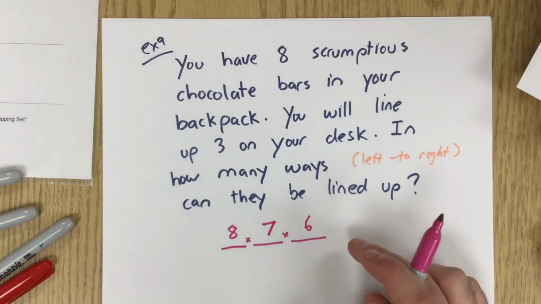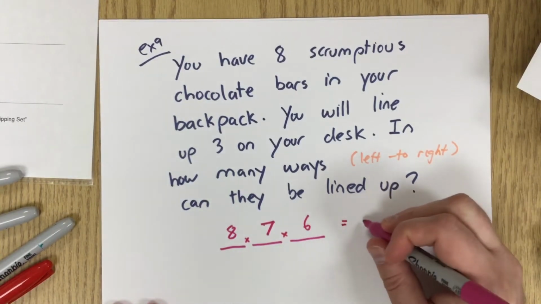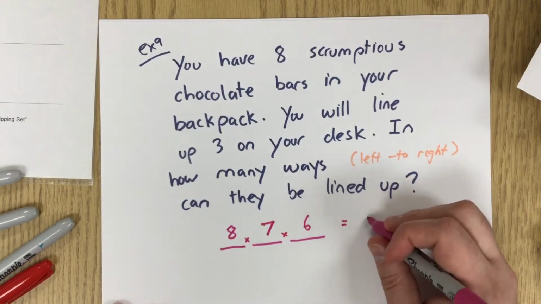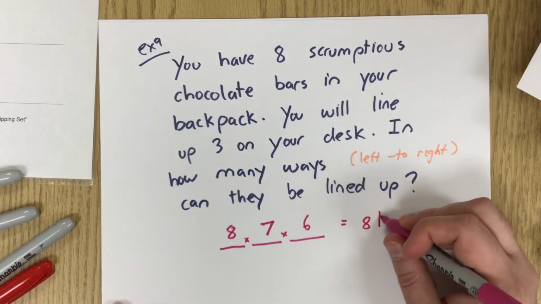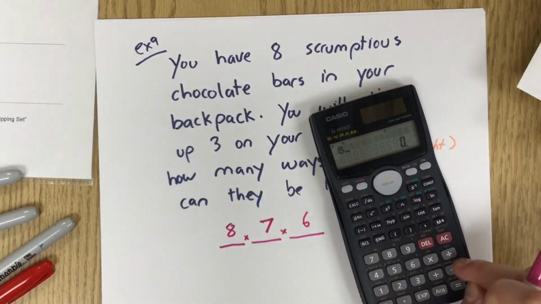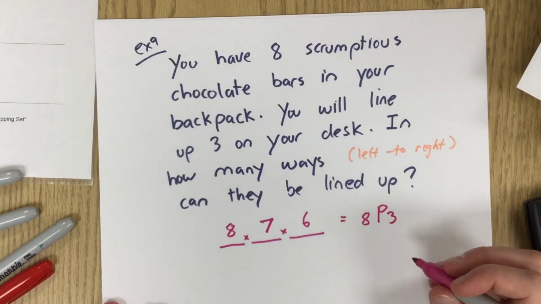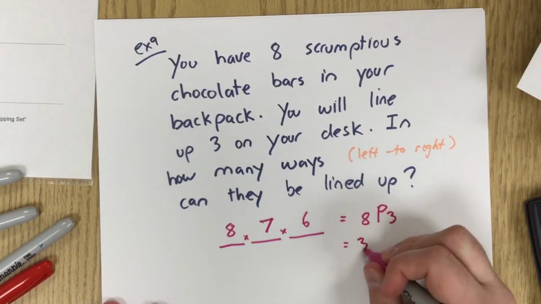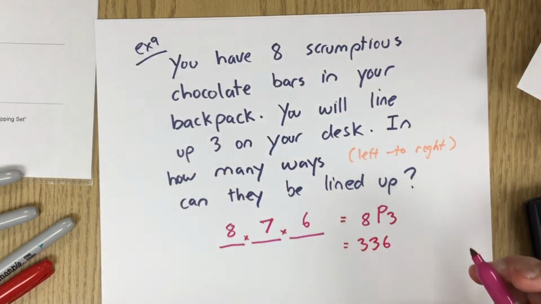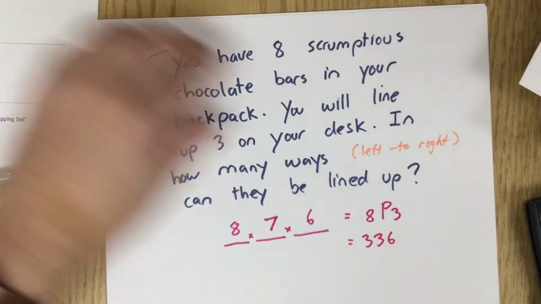But 8 times 7 times 6 is the first 3 terms of 8 factorial. So another way of writing that would be calling it 8 pick 3. And 8 pick 3 is 336. And so the answer to that is going to be 336 ways.